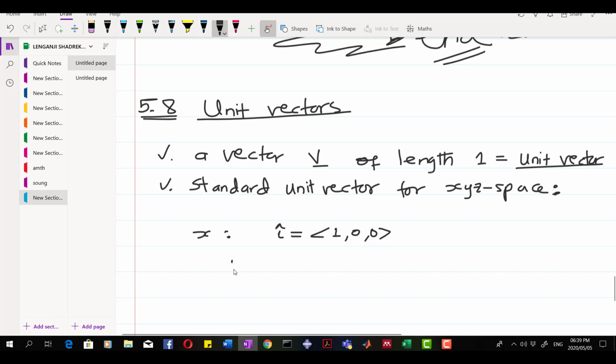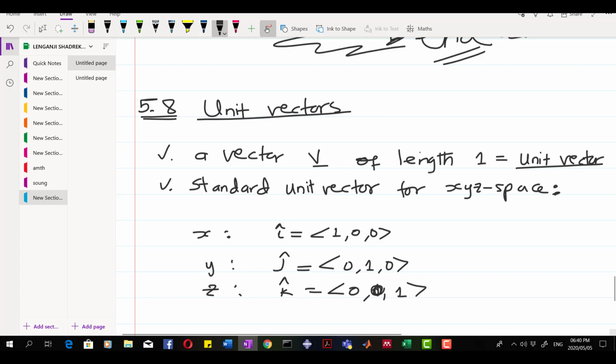Then we have the unit vector in the y direction. We are going to call it j, with a hat. So it has components 0 in the x, 1 in the y, and 0 in the z. The one in the z direction has zeros everywhere apart from the z. So we're going to put the k unit vector: 0, 0, 1. So these are the standard unit vectors we have for xyz space.